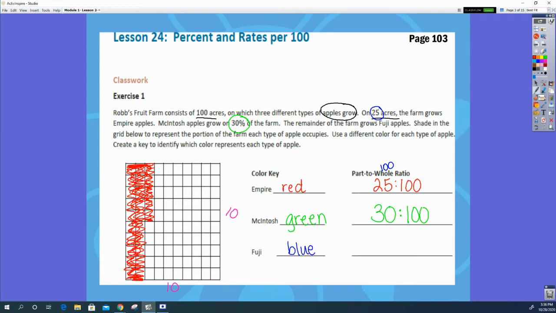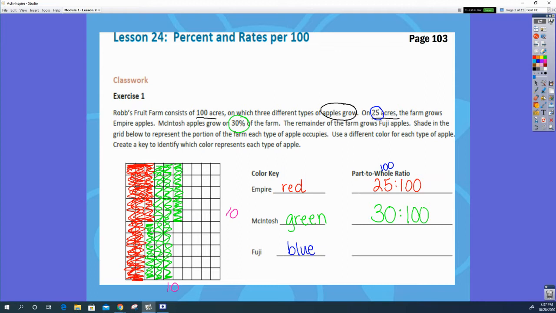All right, now I want to try my Macintosh. I knew that 30 out of the 100 were Macintosh apples. So I'm going to pick up my 5 here. I can pick up another 10, so that makes 15. Another 10 would make 25. And I'm needing 30. So I'm going to go one more half of another column. There's Macintosh.